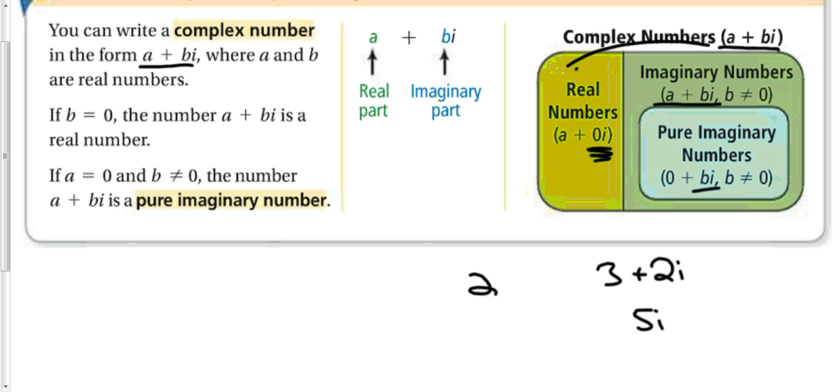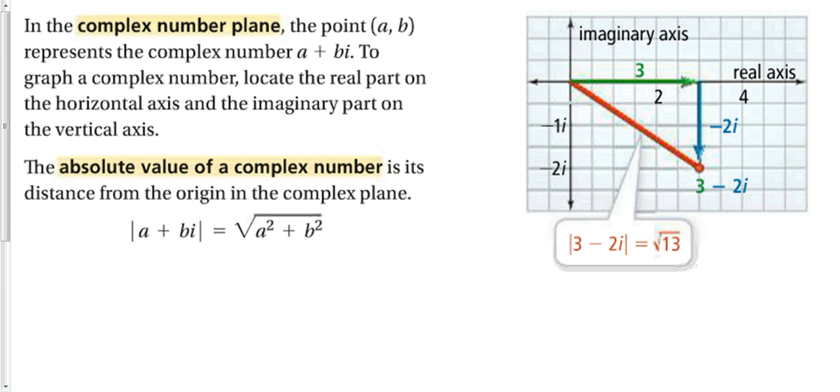Now, all of these together, the real numbers and the imaginary numbers, are all part of a set called the complex numbers. Okay? So try not to get confused about that. So, when we want to graph complex numbers, we have to graph them in the complex number plane. And the point (a, b) represents the complex number a plus bi. If you think about this, this is going to be the real axis. Think of that as your standard number line, which would look like this.